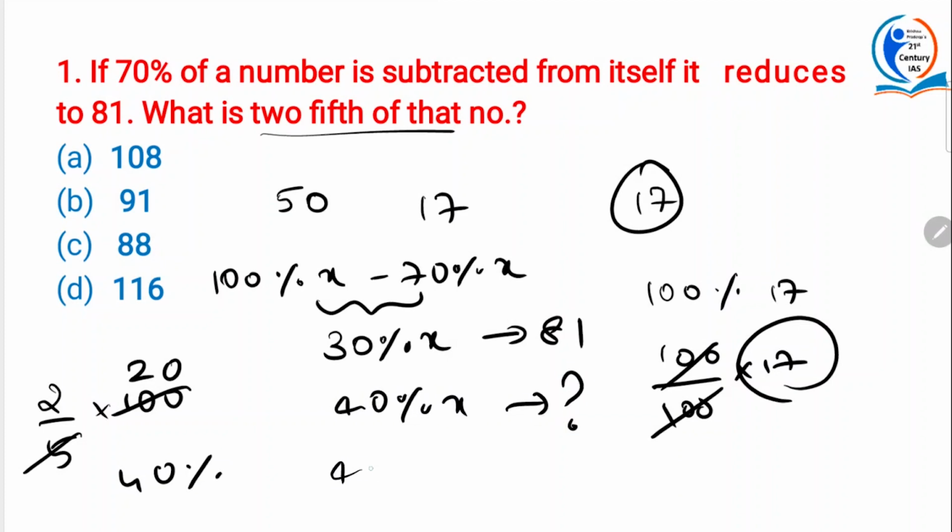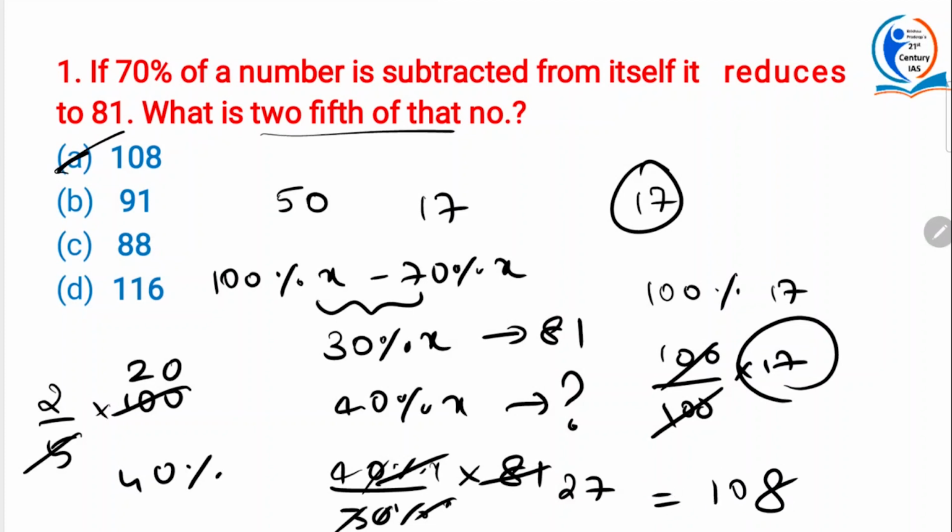So how much will it be? 40% by 30% into 81. All this x and percentage, here also x and percentage will get cancelled. 3 ones are 3, 27 into 4 is how much? It's 108. So, 108 is the answer.